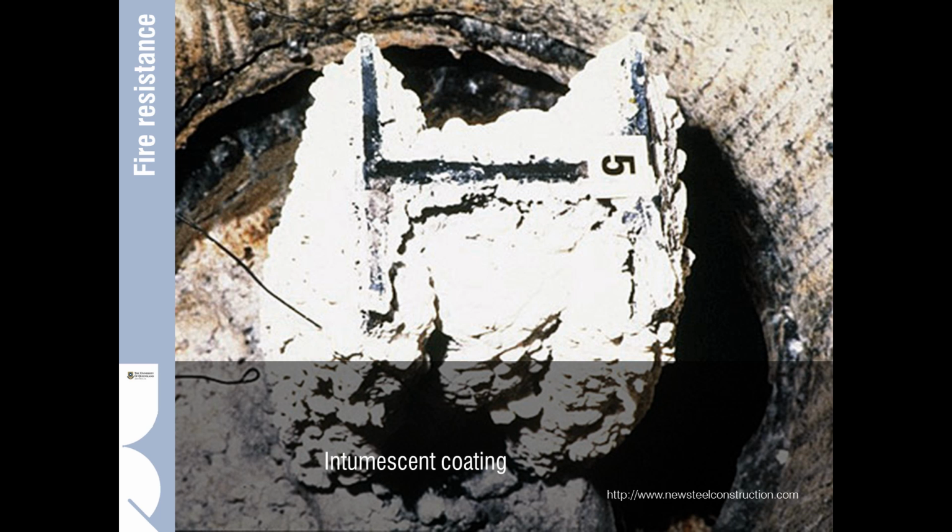Now, the way that the intumescent paint works is that it expands dramatically in response to heat. So as the intumescent coating expands and fizzes, it creates a barrier around the steel that then helps insulate and protect the steel from fire.